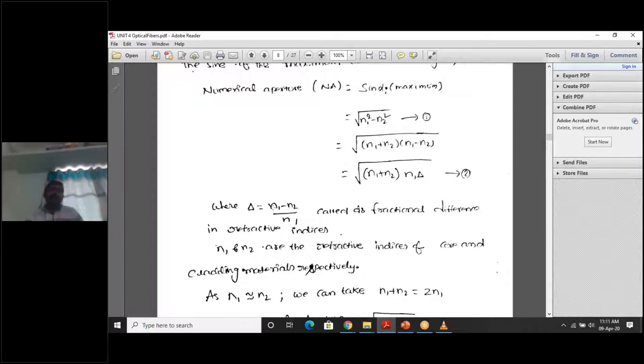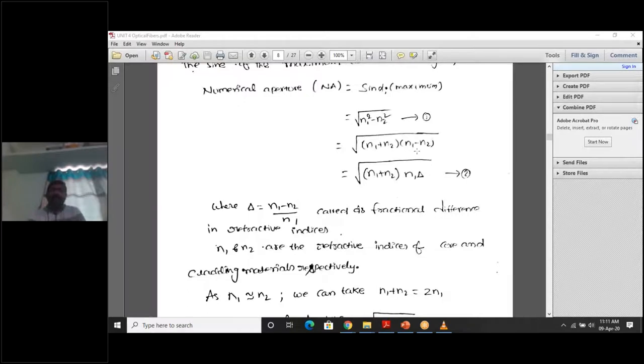From this, what can I write for n1 minus n2? n1 minus n2 is equal to delta into n1, that is, n1 into delta. What is this delta? Fractional difference in refractive index. Fractional means divided by, difference means n1 minus n2, and n1, n2 are the refractive indices. That's why delta is called the fractional difference in refractive index.